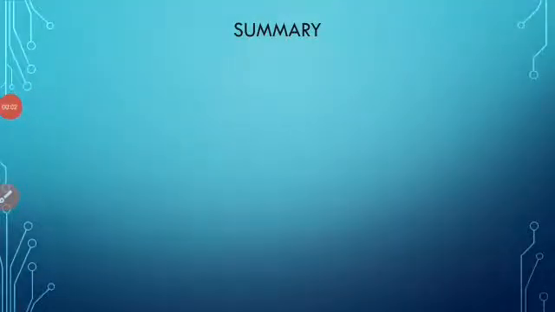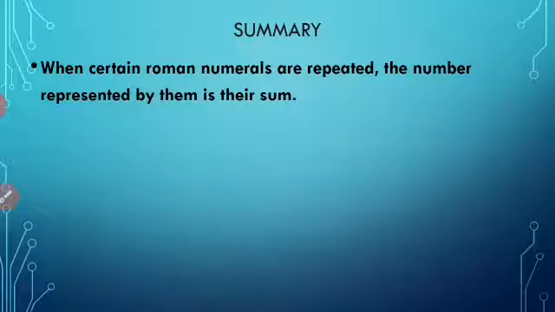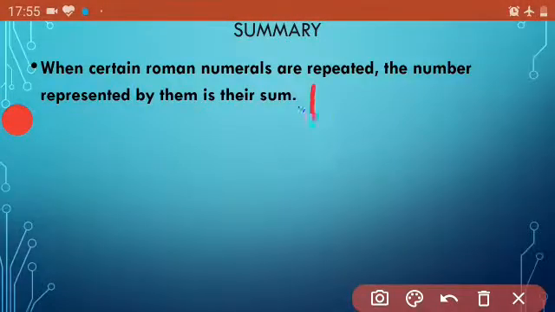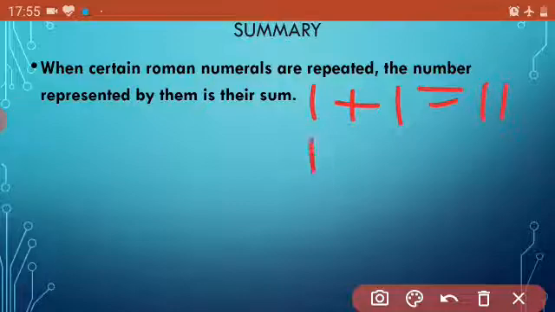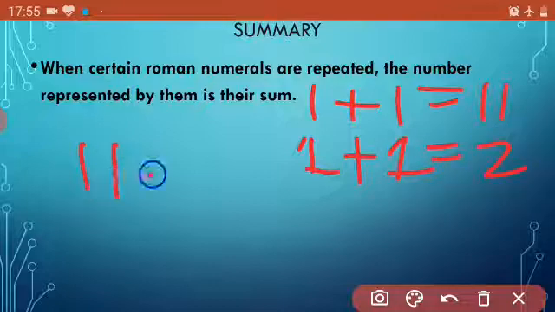Children, let us recollect what we studied today. The first rule is when certain Roman numerals are repeated, the number represented by them is their sum. For example, I plus I equals double I, representing 1 plus 1 equals 2. Double I stands for 2.